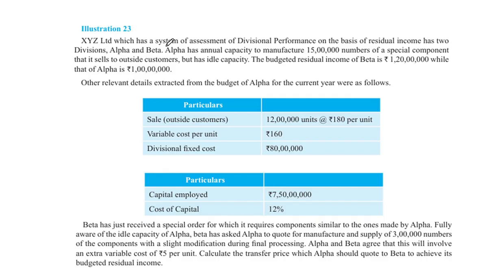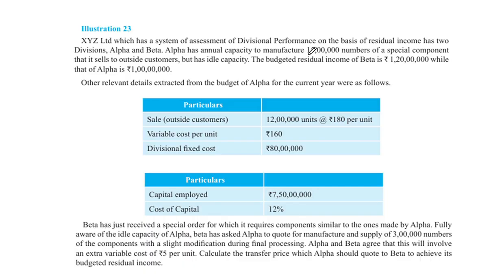Don't worry. In this video, we will solve illustration number 23 of transfer pricing step by step in a very simple way. So, let's understand the case first. XYZ Limited has a system of assessment of divisional performance on the basis of residual income, and has two divisions, Alpha and Beta. Alpha division manufactures the component and Beta division needs the component for a special order.